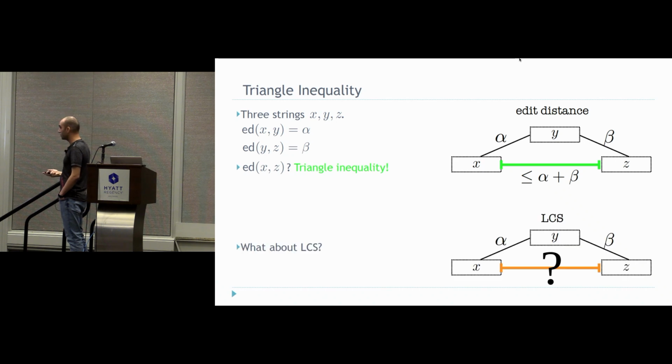It is not easy for LCS. You can think about it yourself. So suppose you have LCS between x and y alpha, between y and z beta. It's not clear what kind of a lower bound you can get for x and z. And it's a cool problem to think about. I'll tell you what we can get, but later in the talk.